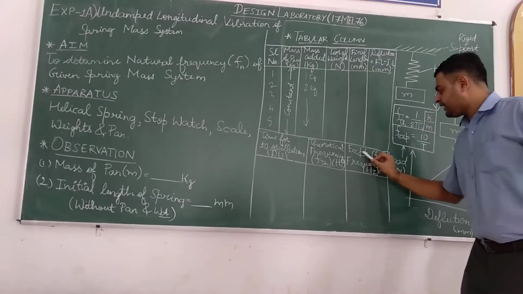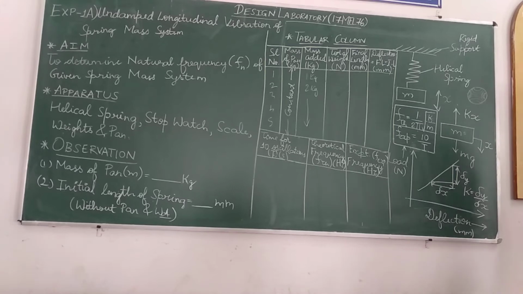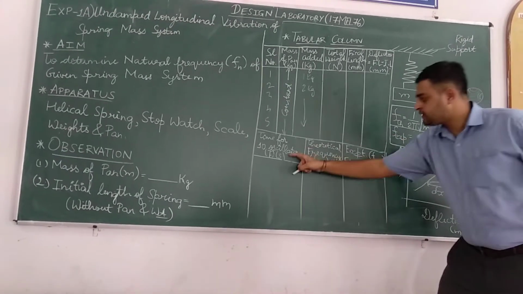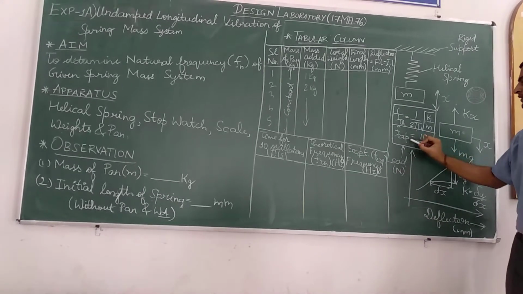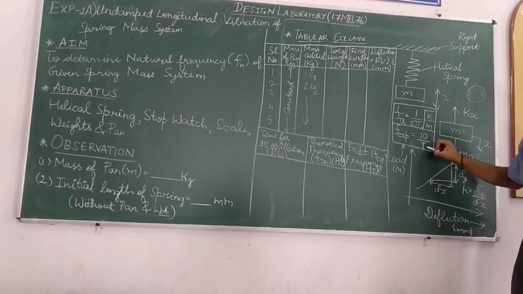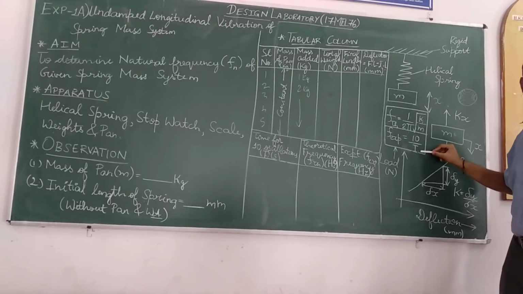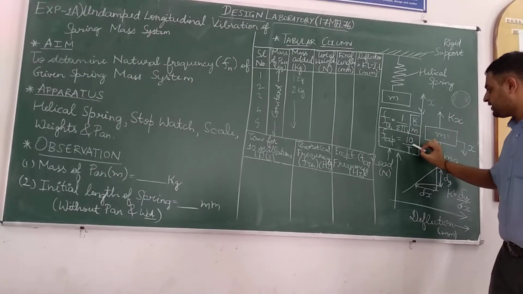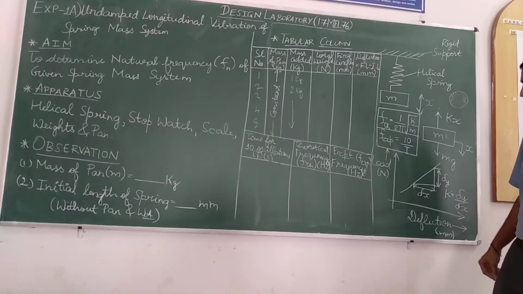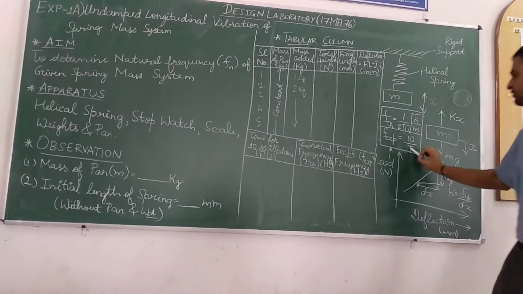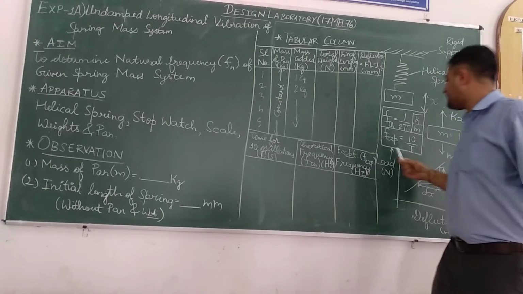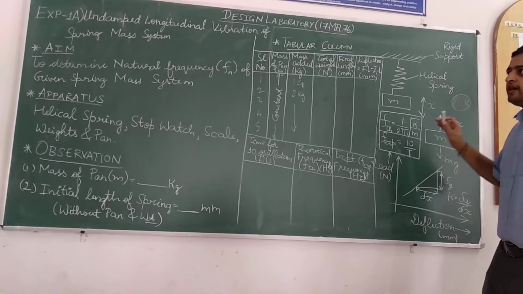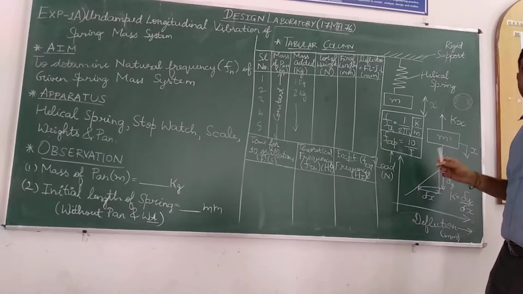Finally we calculate the experimental frequency. Since we are measuring the time for 10 oscillations, the experimental frequency is given by 10 by t. If you are measuring it for 5 oscillations, it will be 5 by t. Respectively, the number of oscillations is taken in the numerator, divided by t, the time noted on the stopwatch. Finally you can even calculate the percentage error. This completes the theoretical explanation of the experiment.